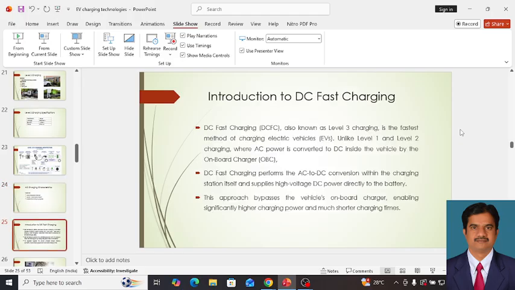So now we are moving to the last type of charger, that is DC fast charging. It is completely different from level 1 and level 2, where AC is given to the vehicle as a single phase AC supply, but DC fast charging is a higher wattage, higher rating application.